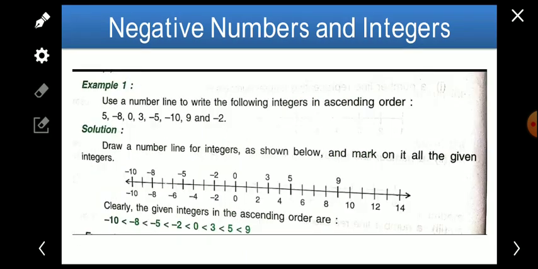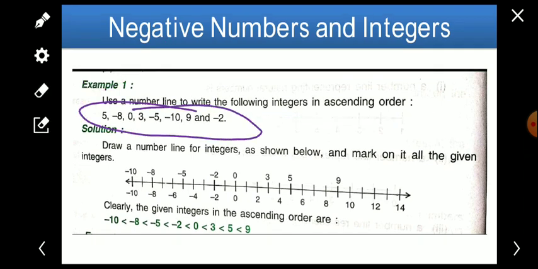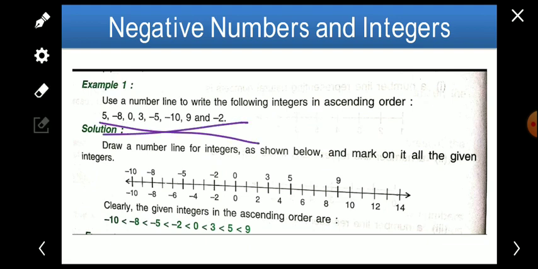Now you will see some examples. Example 1: use a number line to write the following integers in ascending order. It means we have to arrange these integers in the ascending order using the number line. So you have to use the number line. At first we will draw the number line and represent these integers on it, and after that we will arrange them in the ascending order.